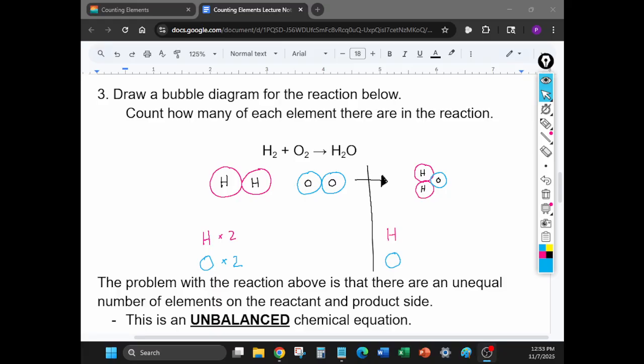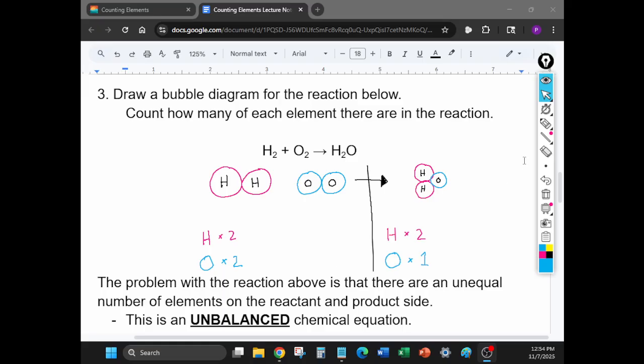All right, so let's look at the right side of the arrow and count the elements. How many hydrogens are on the right side of the arrow? Not 4. If you look, how many red circles do you see? 2. So there are 2 hydrogens. And how many oxygens are there? 1. Good. So that's how you can count up the elements.